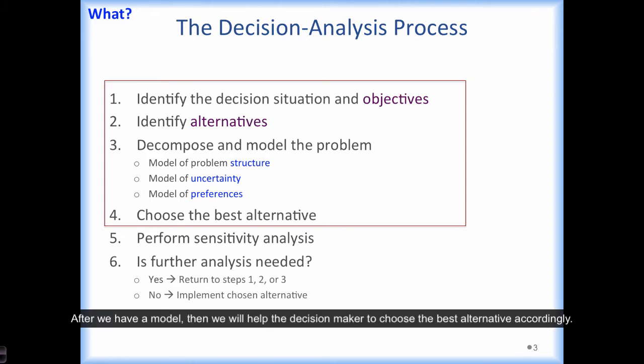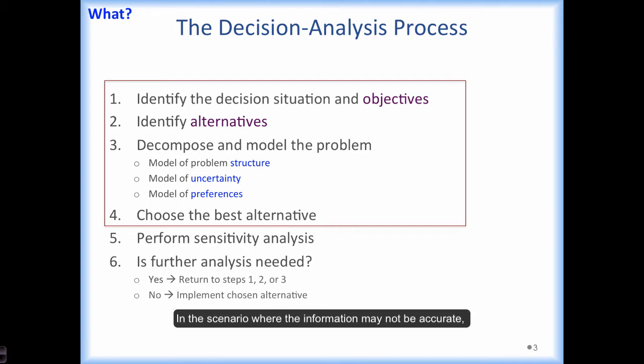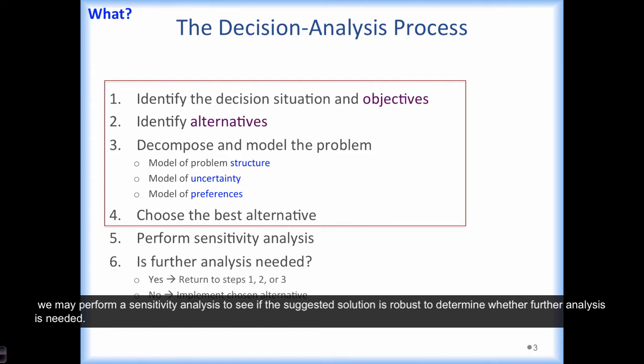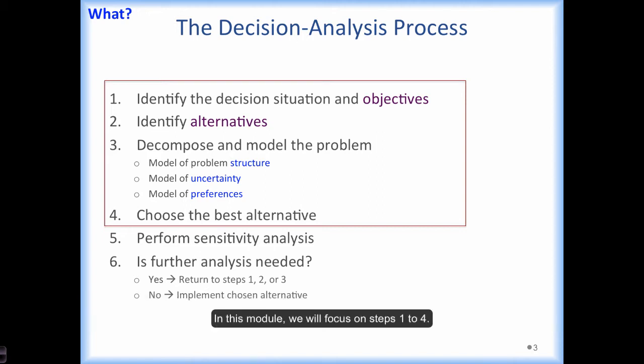In the end, after we have a model, then we will help the decision maker to choose the best alternative accordingly. Sometimes, in a scenario where information may not be accurate, we might perform a sensitivity analysis to see if the suggested solution is robust to determine whether further analysis is needed. In this module, we will focus on steps 1 to 4 only.